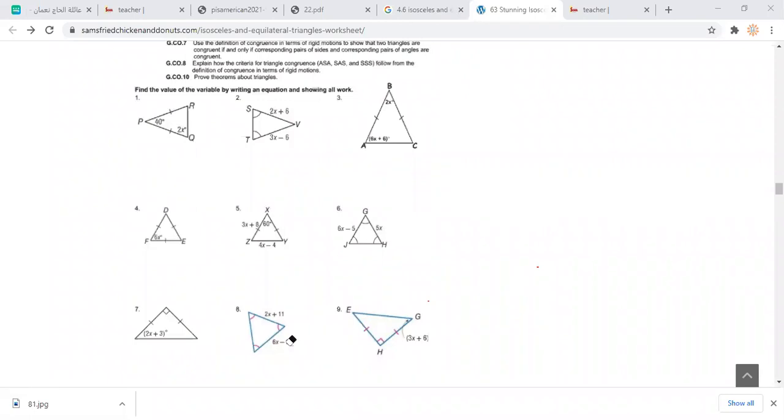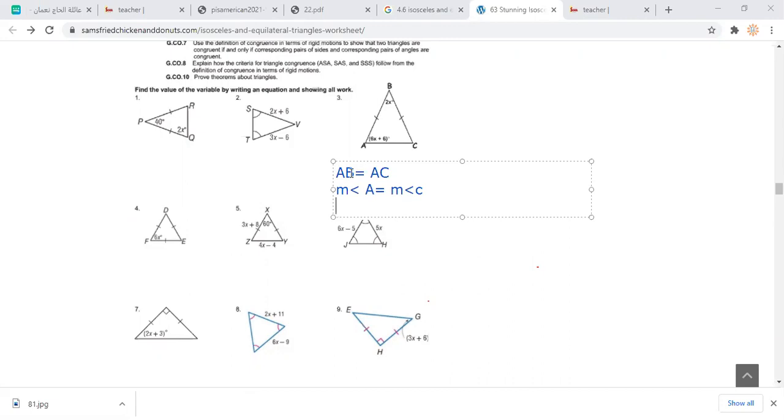Ahmed, I want you to solve with me question number 3, please, quickly. Okay. Question number 3. AB equals BC. Okay, so we have AB equals BC, then angle A equals angle C. So measure of angle A should be equal to measure of angle C. Okay, then?